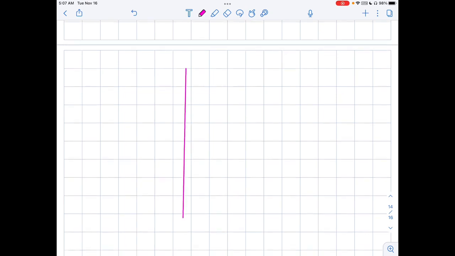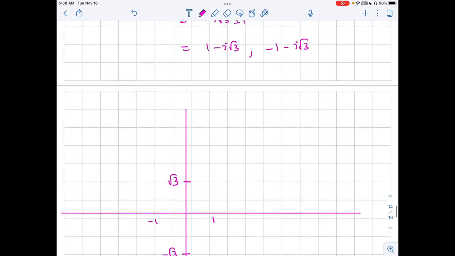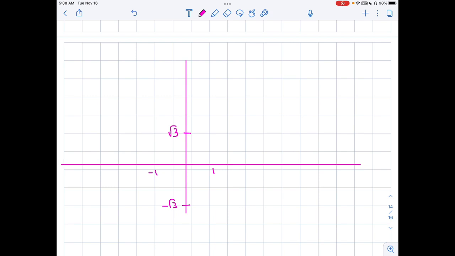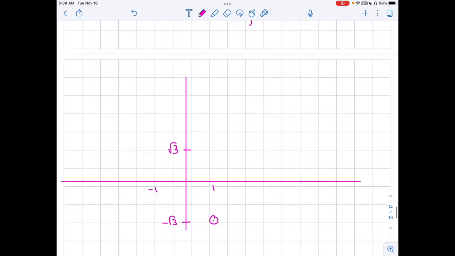So I draw an Argand diagram. The roots are 1 minus i root 3 and minus 1 minus i root 3. So I draw a proper diagram.